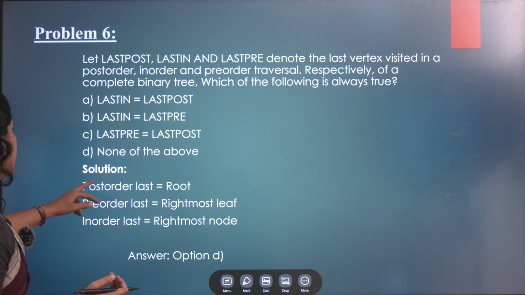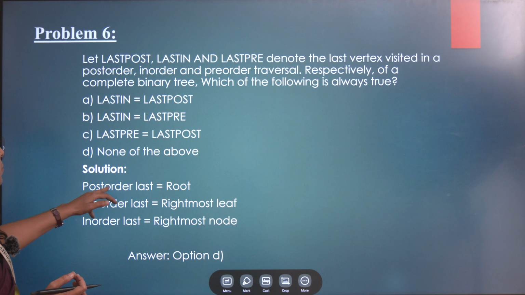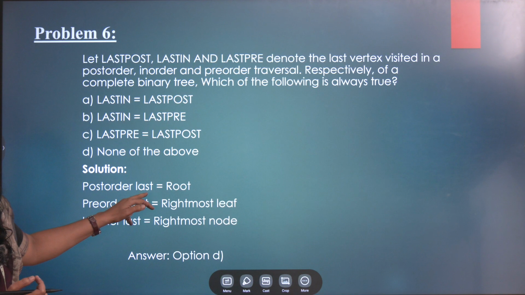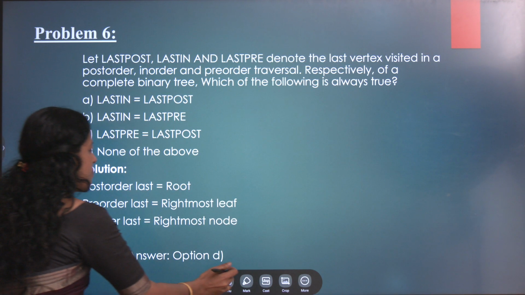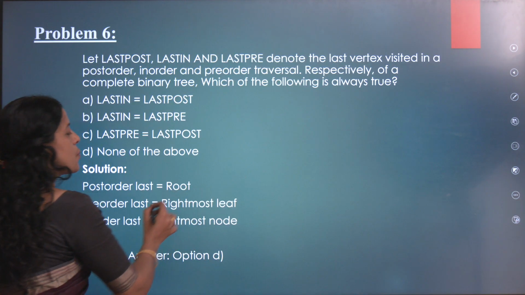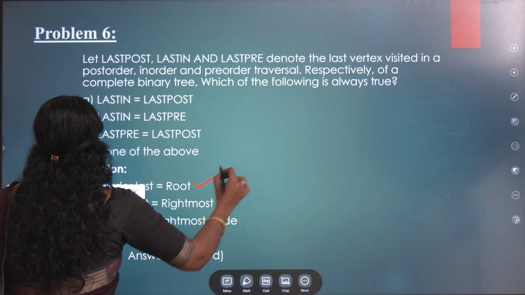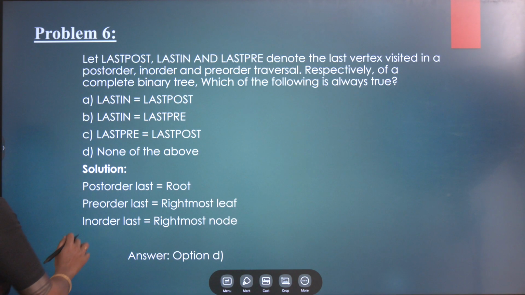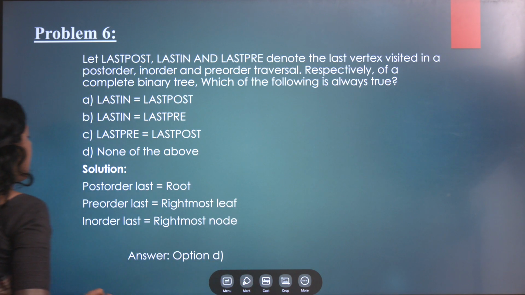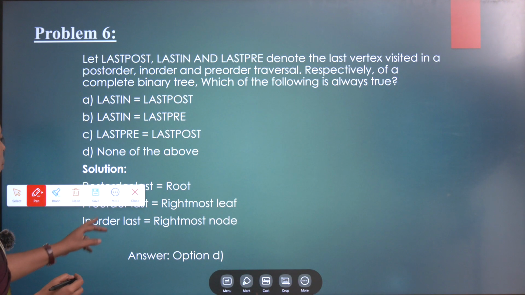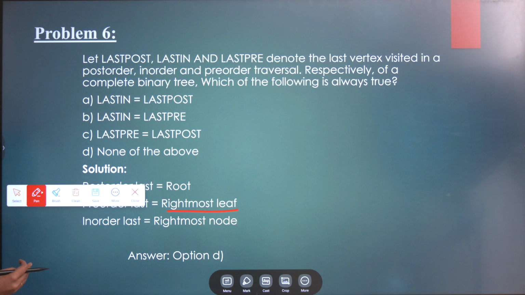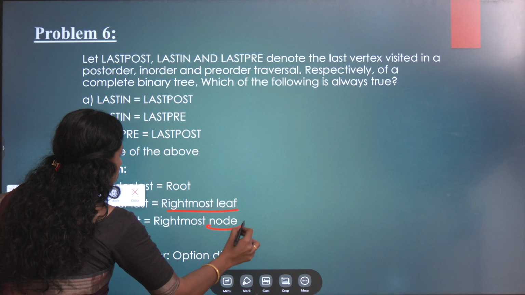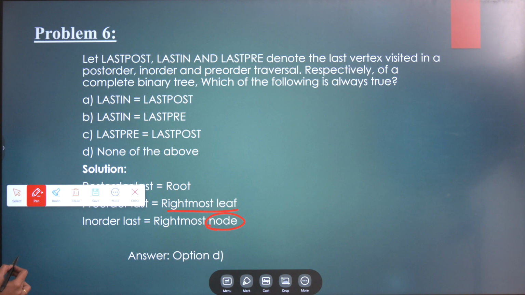In general, when you go for a post order traversal, the last vertex visited is the root. When you go for pre-order, the last vertex visited is the rightmost leaf. And for in-order, the last vertex visited is the rightmost node. So that is the thing for in-order.